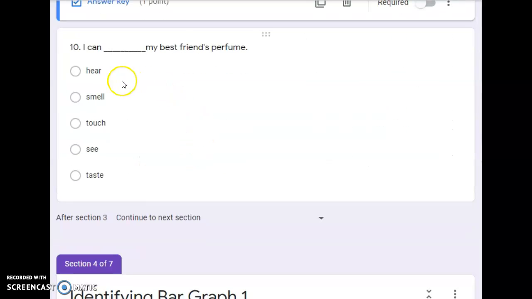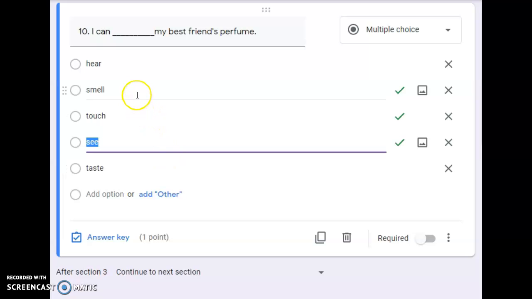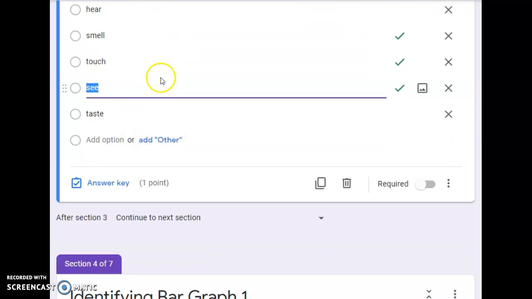Okay, so number 10, I can blank my best friend's perfume. I can hear? No. I can smell? Yes. I can touch? Yes. I can see? Yes. I can taste? We don't do that, right? We don't want to taste it, or it can be dangerous and not healthy for you. So if you answer smell, touch, and see, then you get the correct answer. You don't have to select all three, but if you answer smell, then yeah, that's correct.